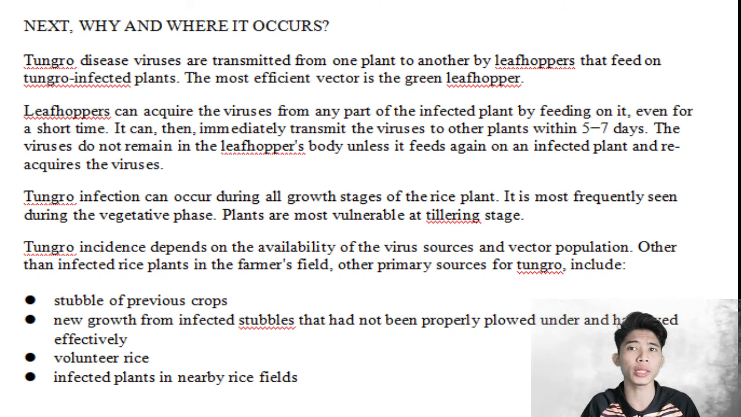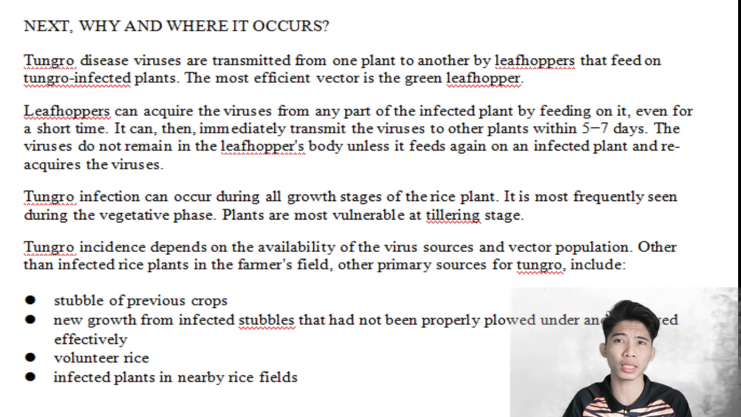The virus does not remain in the leafhopper's body unless it feeds again on an infected plant and acquires the virus. Tungro infection can occur during all growth stages of the rice plant. It is most frequently seen during the vegetative phase. Plants are most vulnerable at the tillering stage. Tungro incidence depends on the availability of the virus source and vector populations.